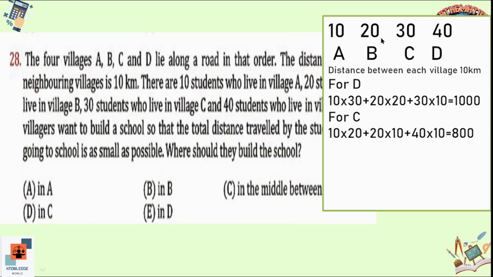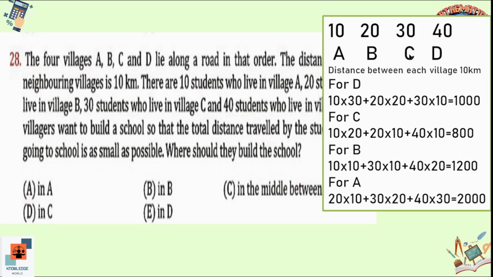If the school is built in village B, then 10 students will travel 10 kilometers, 30 students will travel 10 kilometers, 40 students will have to travel 20 kilometers. So if we find the total, that is 1200 kilometers. If the school is built in village A, then 20 students of village B will travel 10 kilometers, 30 students of village C will travel 20 kilometers, and 40 students of village D will travel 30 kilometers. So the total is equal to 2000.